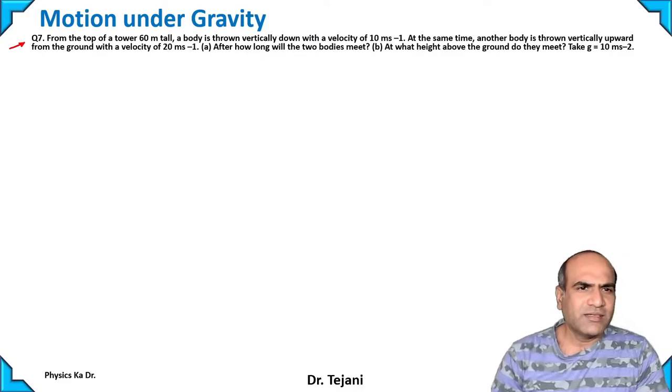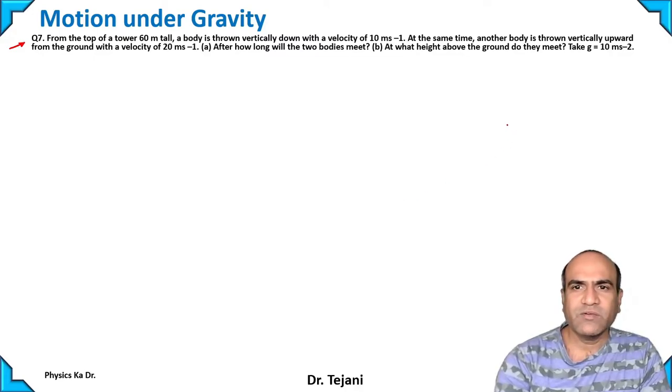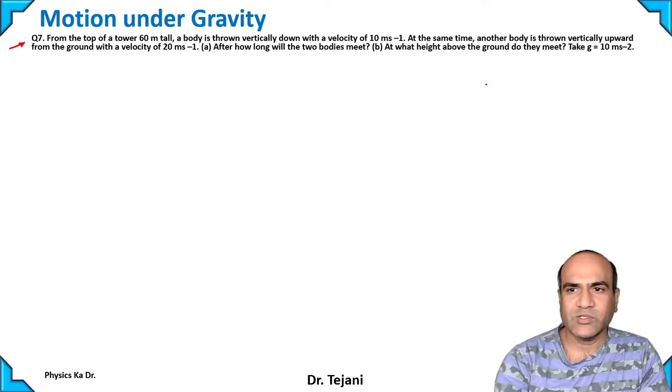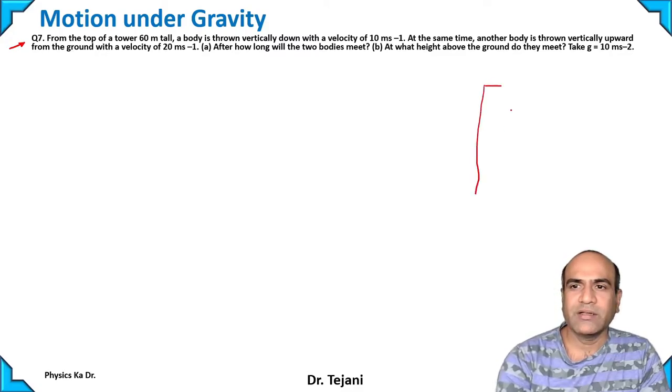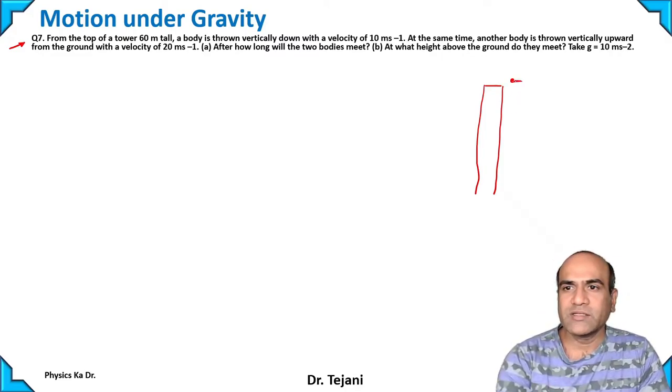That's all. From the top of a tower, 60 meter tall, a body is thrown vertically down with a velocity of 10 meter per second. So the tower is somewhere here, and from the top a body is thrown vertically. So its initial velocity is given as 10 meter per second. The tower height is 60, and let us call it body number A.